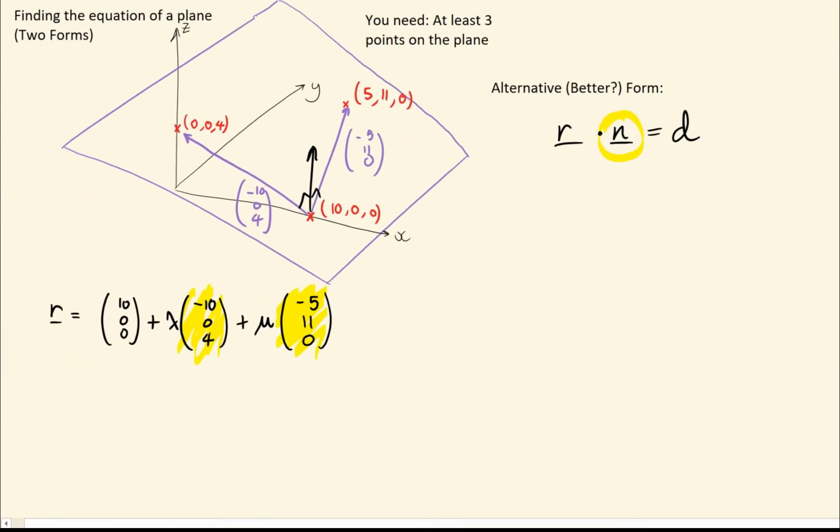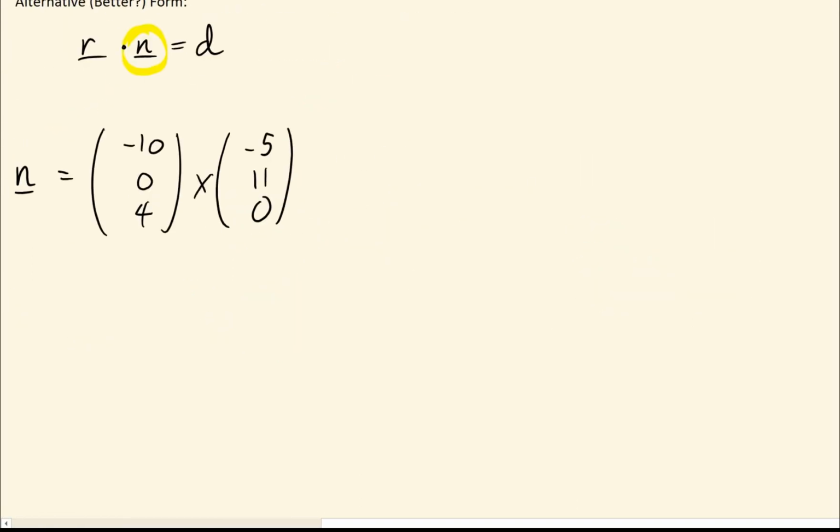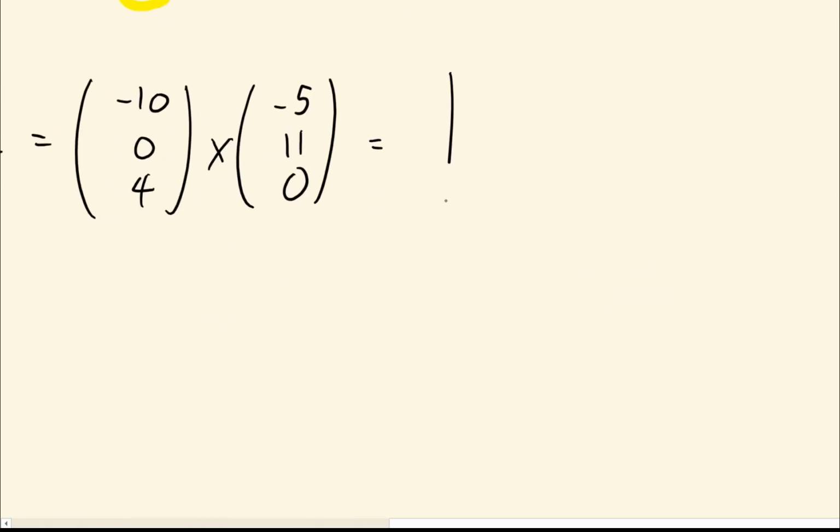Okay, let's do that. So our normal vector is going to be minus 10 cross with minus 5, 11, 0. We're then going to work it out again. For that, we use the determinant of a 3 by 3 matrix, and I'll try to get it right this time.